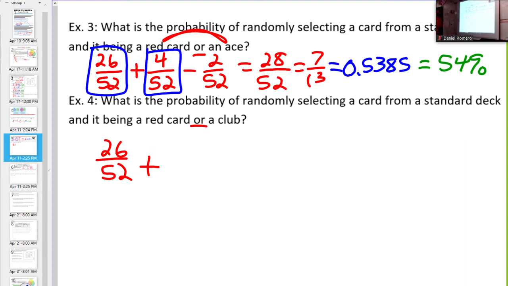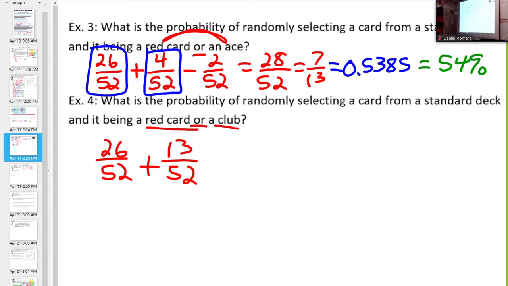So a red card or a club. Ooh, this one might be hard for you. You guys know how many cards have a club? Out of the 52? 13, good. But now here's the million dollar question. Is there an intersection? Because if there's an intersection, you have to subtract it. So is it possible for a card to both be red and have a club on it?